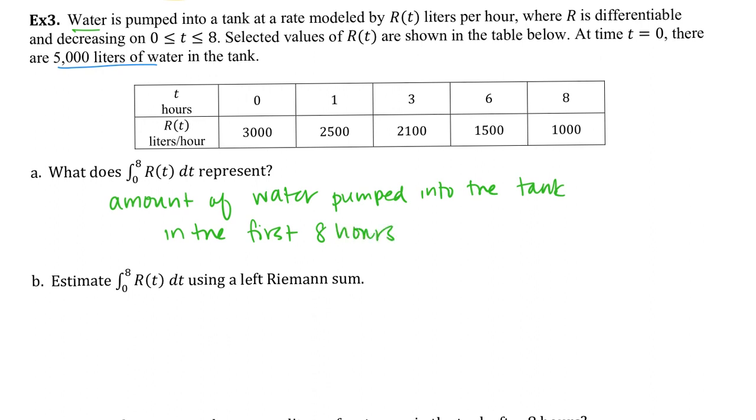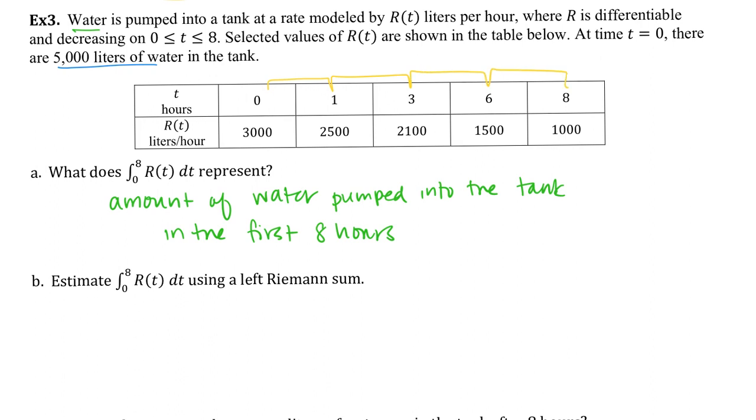Okay, if I do the integral, I get the amount of water pumped into the tank in the first 8 hours, or the amount of water added into the tank. There were already 5,000, and then in those 8 hours, this is the amount of water that gets added to that 5,000. Okay, B, estimate the integral from 0 to 8 of R of t dt using a left Riemann sum. It's been a while, but we know how to do those still. Let's go with 4 of them because it's set up for that.